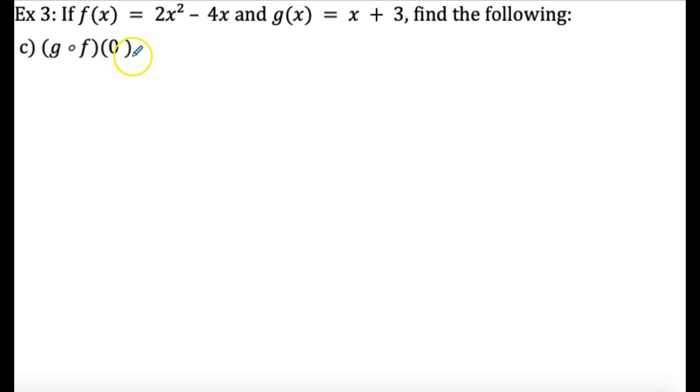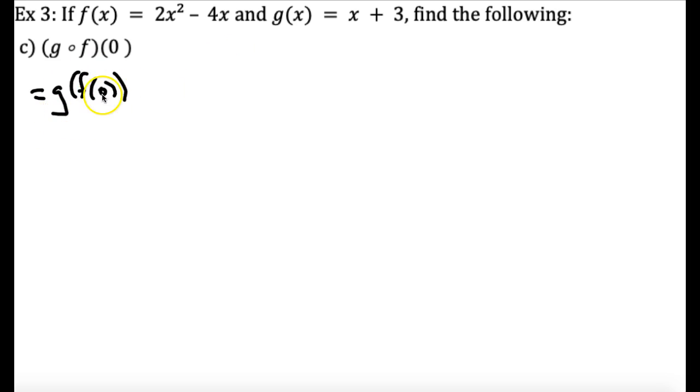All right. Now we can also plug values into compositions. So what this means is g of f of 0. Okay, so there's actually two ways to do this. We could evaluate g of f of x and then plug in 0, or we can work from the inside out. I could first evaluate f of 0 and then plug that value into g. I think that way is a little bit less work, a little bit less time consuming, so we're going to do it that way.